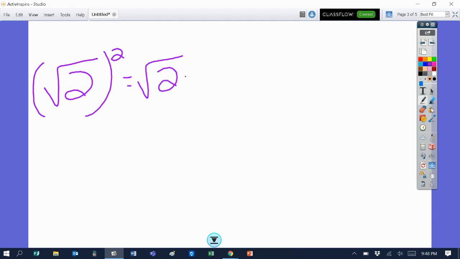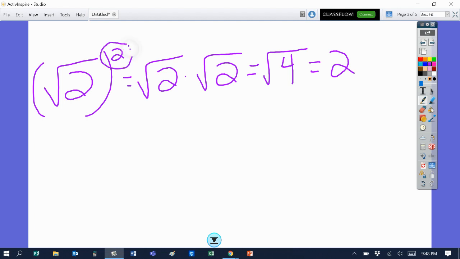And if you need more clarification, remember the square root of 2 squared, well, just think about an exponent. That is the square root of 2 times the square root of 2, which is the square root of 4, which is 2. So whenever you take your exponent and it is your index, whatever your index is on your radical, it is an inverse. So that is why we just get 2.